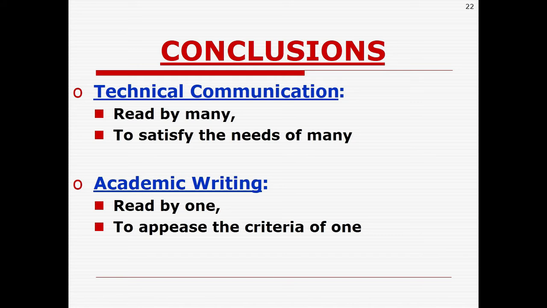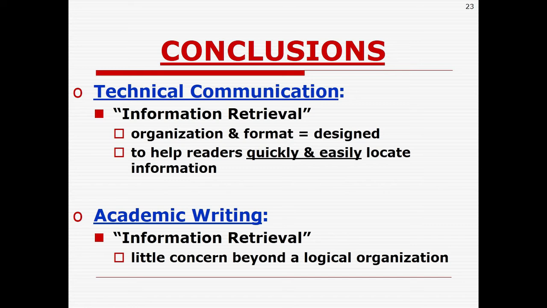Technical communication is read by many people to satisfy the needs of many people at the same time. While academic writing, you have to be read by one student at a time to appease the criteria of one student. Now, for technical communication, this is more on information retrieval. So, organization and format should be designed to help readers quickly and easily locate information. For academic writing, this is more on information retrieval. This is more on little concern beyond a logical organization.